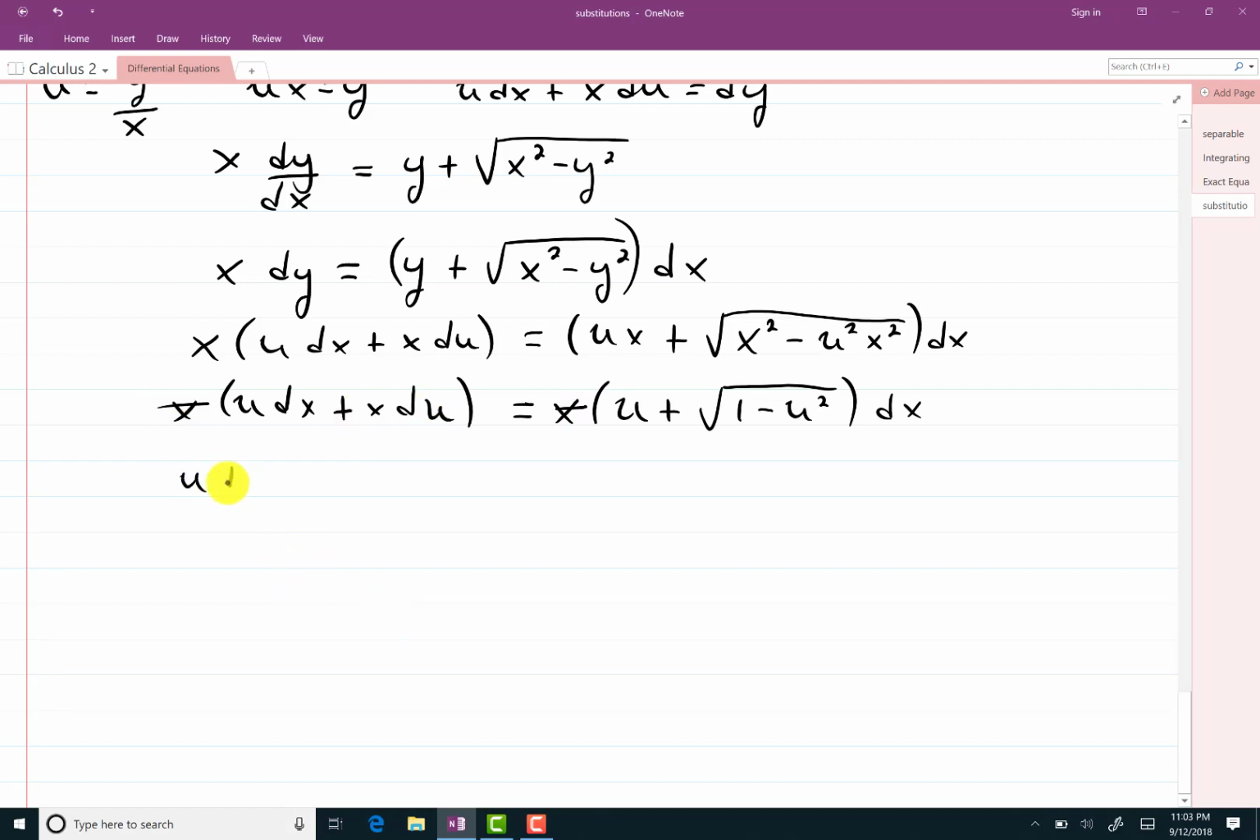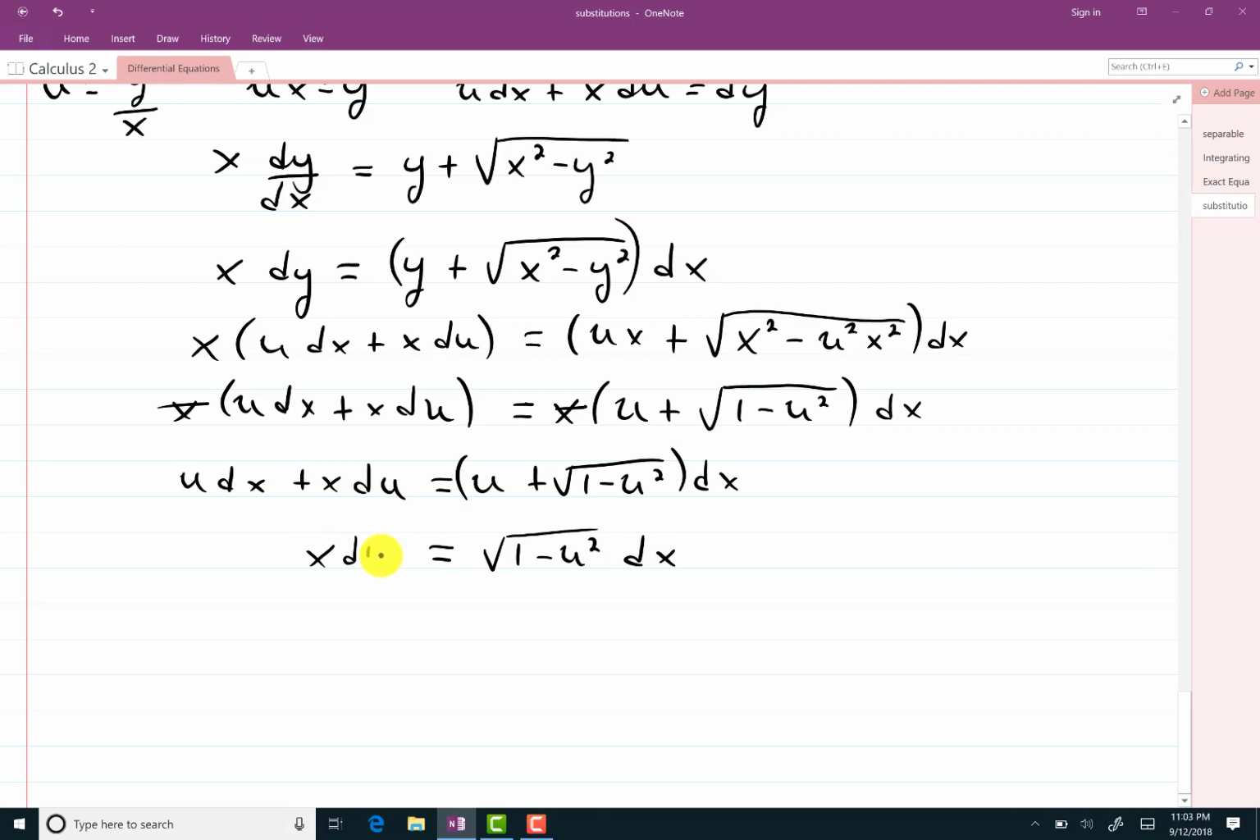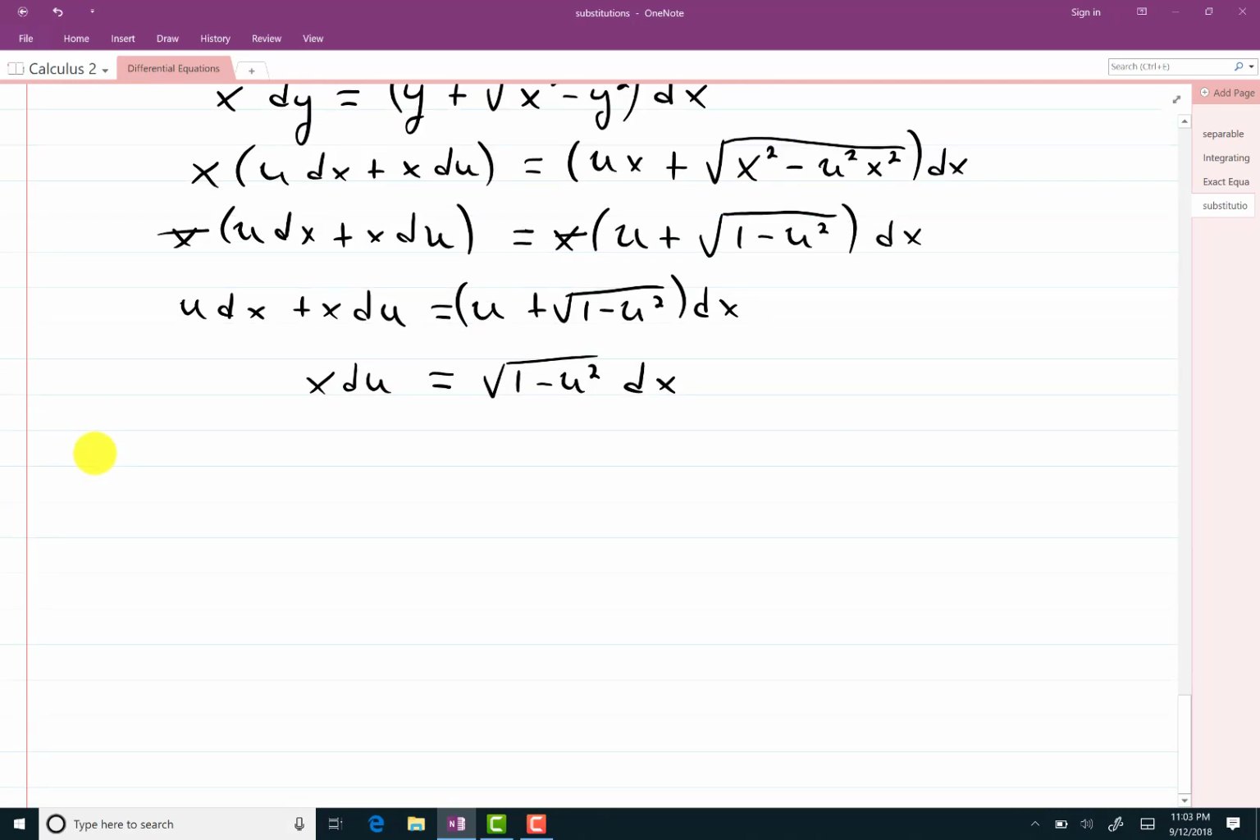And now let me go ahead and do some combinations of things. I have u dx plus x du equals u plus the square root of 1 minus u squared dx. If I subtract u dx from both sides, notice that I'm going to get rid of that u. So I'll have the square root of 1 minus u squared dx equals x du. And now I'm going to separate variables as normal. I'll divide by the square root of 1 minus u squared. So I have 1 over the square root of 1 minus u squared du will equal 1 over x dx.